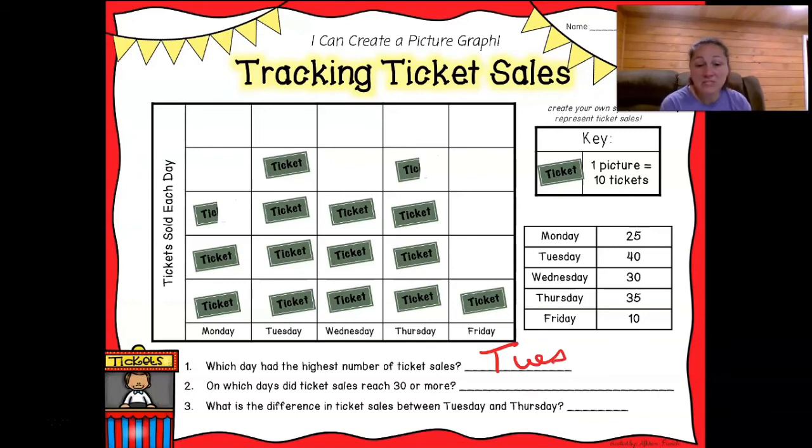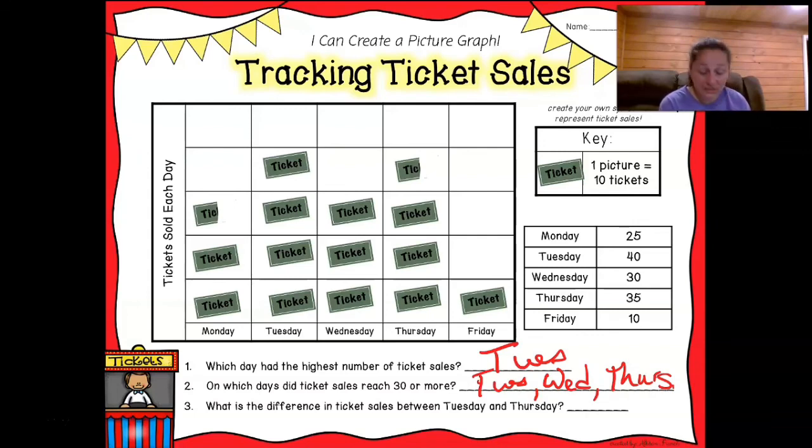Now it says, on which days did the ticket sales reach 30 or more? That means it can go to 30 or above. So we need 3 full tickets at least. Monday doesn't have 3. So Tuesday would be, and more. So Tuesday, then Wednesday, I see 3, so I'm going to put Wednesday. Thursday has 3 full tickets. And Friday just has 1, so nope, sorry Friday.